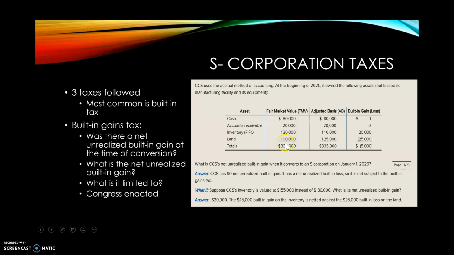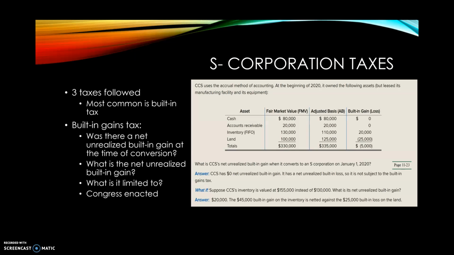So in here, they have a $20,000 gain on the inventory under the FIFO method, and they have a loss of $25,000, even though the adjusted basis is higher in this one. So since it became a loss at the end of the calculation, since the $25,000 loss exceeded the $20,000 positive income, it's $0 that they would have as net unrealized built-in gain. They would not be subjected to this tax. I'm going to give you an example of how it would be different if the numbers were calculated differently.